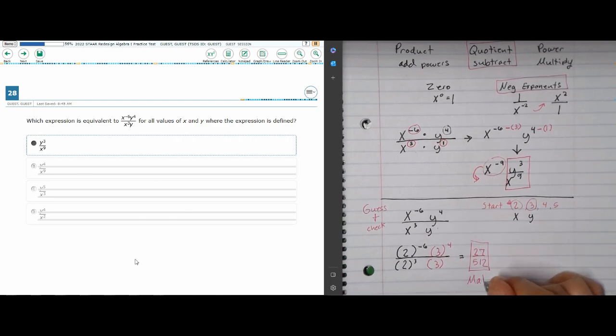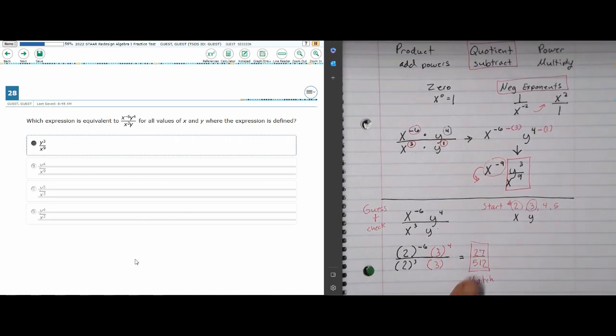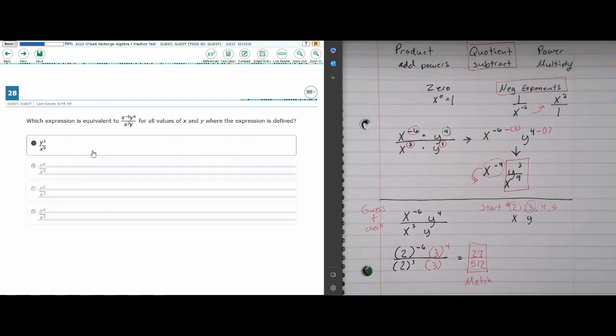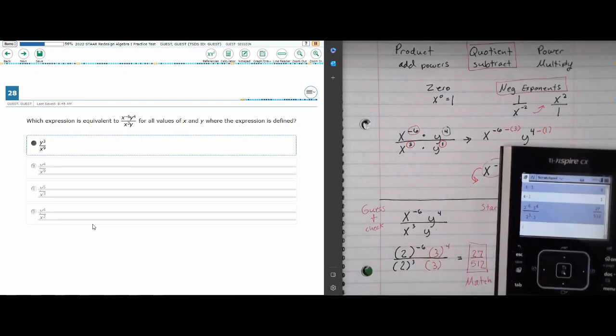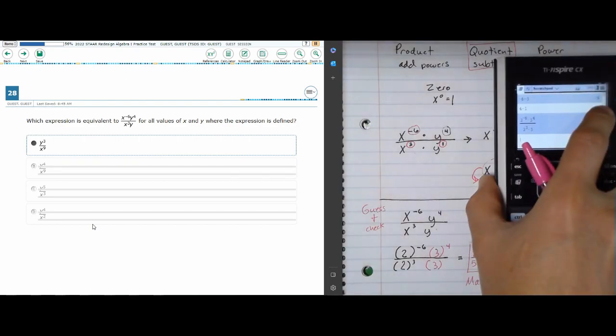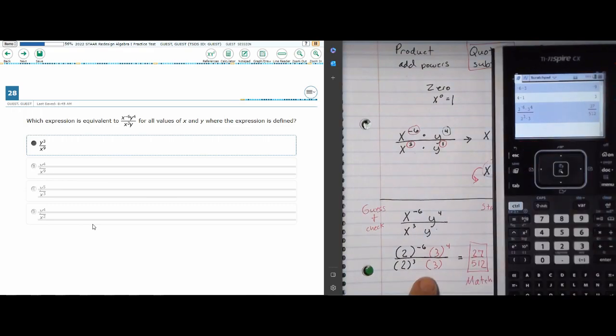Now, all we have to do at this point is match this answer with the ones that we have here as answer choices. And let me show you what I mean by match the answer. So I'm going to get my calculator. I'm not going to write down another one. What I'm going to do now is, just like I replaced the x with a 2 and the y with a 3 to get an answer here, I'm going to go back to my answer choices and replace the x value with a 2 and the y value with a 3. And I should get the same exact answer.